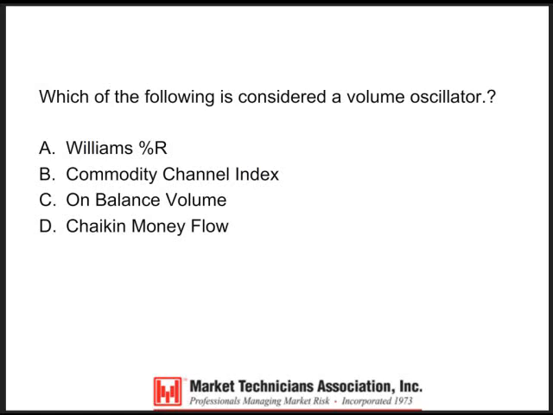Well, which of the following is considered a volume oscillator? And that would be the Chaikin money flow. On-balance volume really isn't an oscillator, if you will. I can understand how people would see that, but on-balance volume can continually be positive or continually be negative. It's not really going to oscillate. So you need to know the definition of an oscillator here, and D works best.